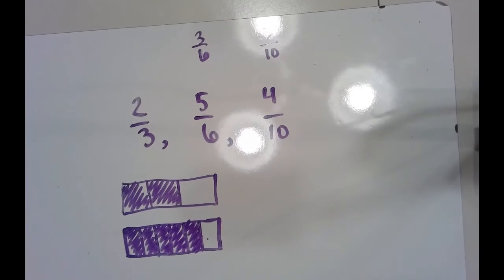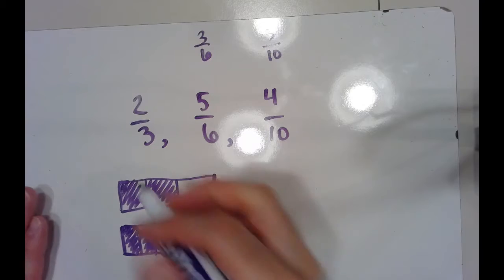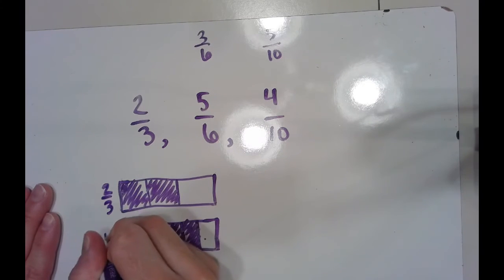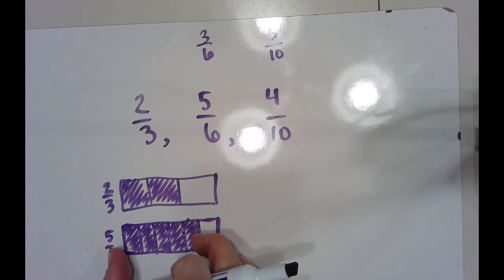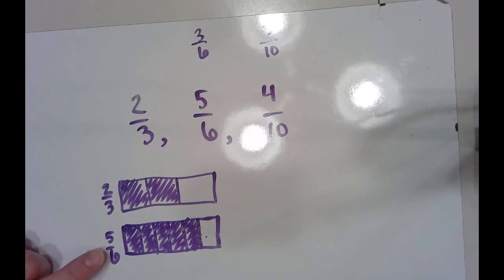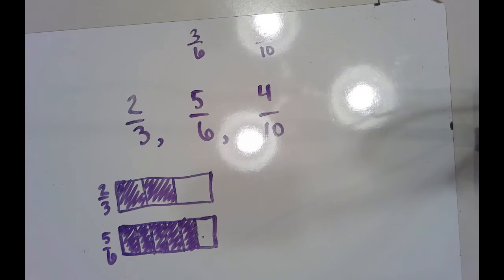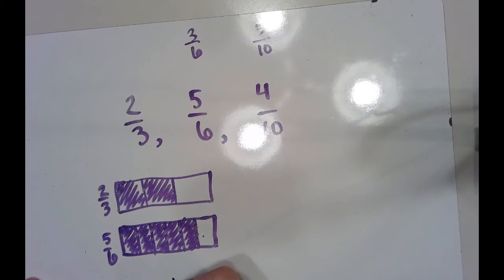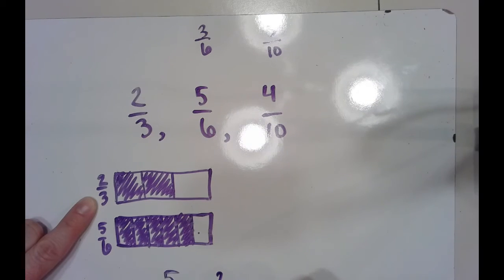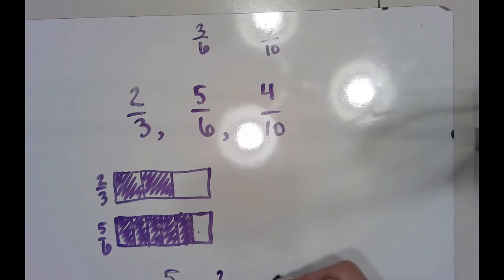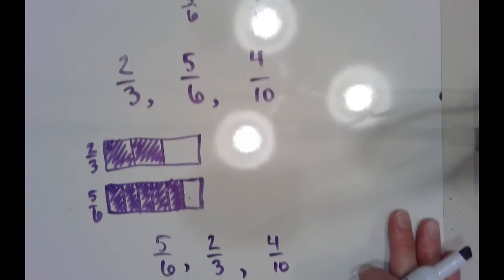So now, this picture model helps me to more easily see which fraction is greater. This is 2/3. This is 5/6. Clearly, 5/6 has more shaded in than 2/3. So that fraction is greater than 2/3. So I can now put these in order. 5/6 becomes my greatest fraction, followed by 2/3. And then lastly, I have 4/10. Just like that.